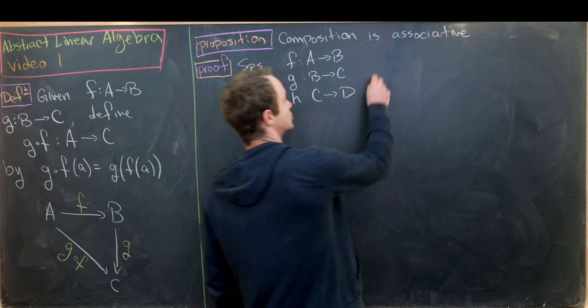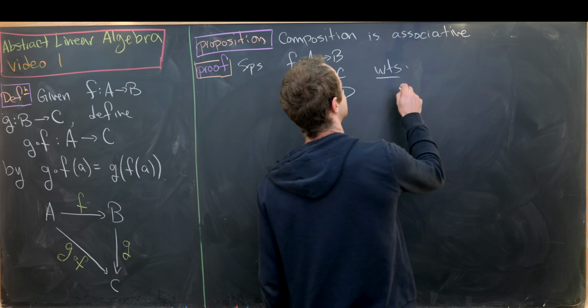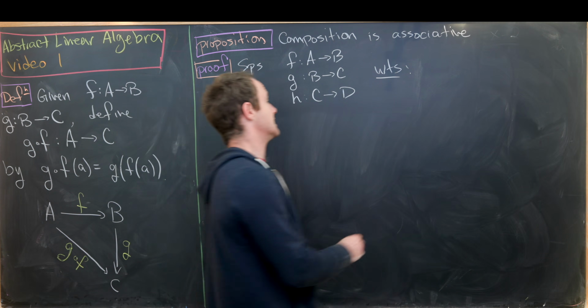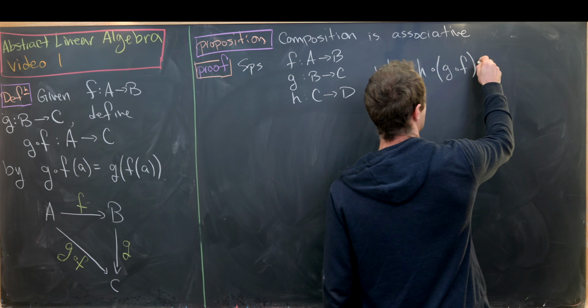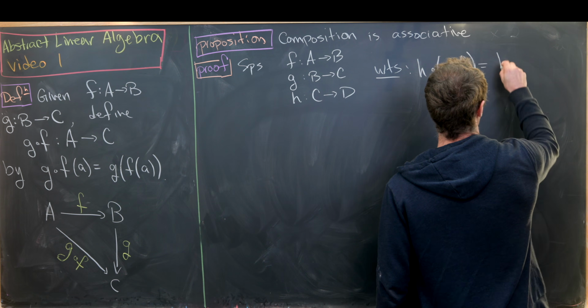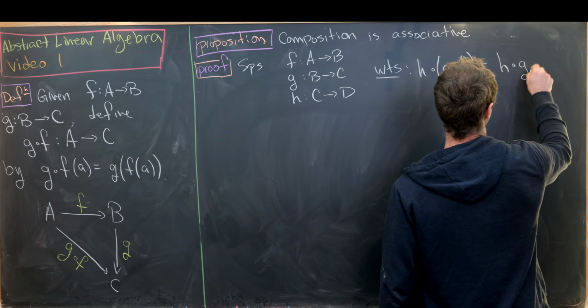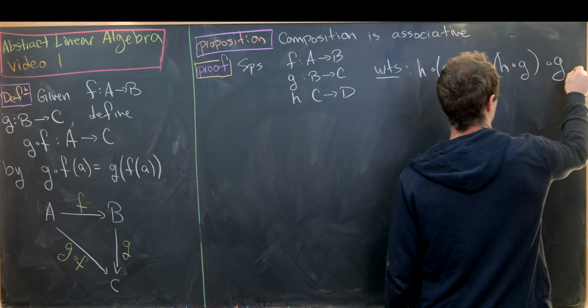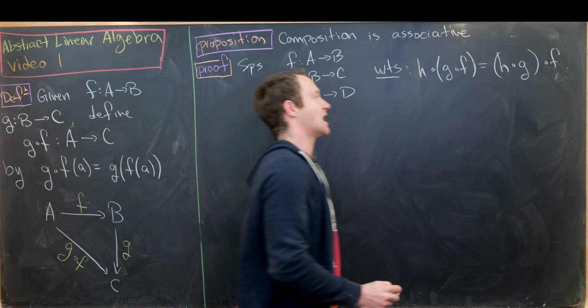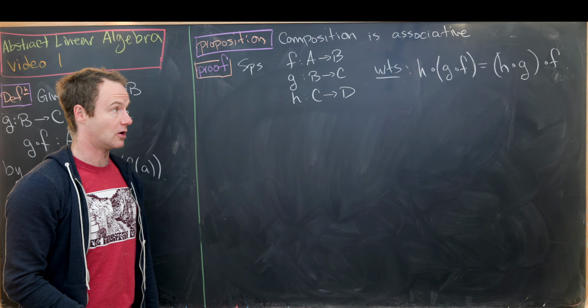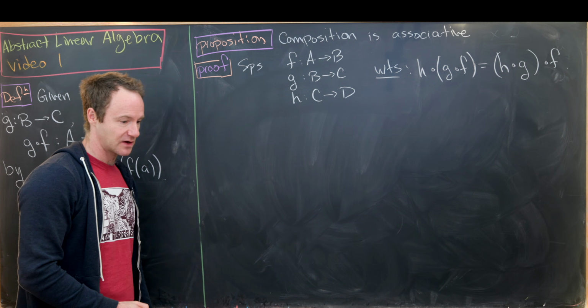And what we'd like to show in order to show that this is associative is that h composed with g composed with f is the same thing as h composed with g composed with f, grouped differently. So that's what I mean by associativity, that we can do these compositions with any groupings at all. Notice I haven't said anything about commutativity.